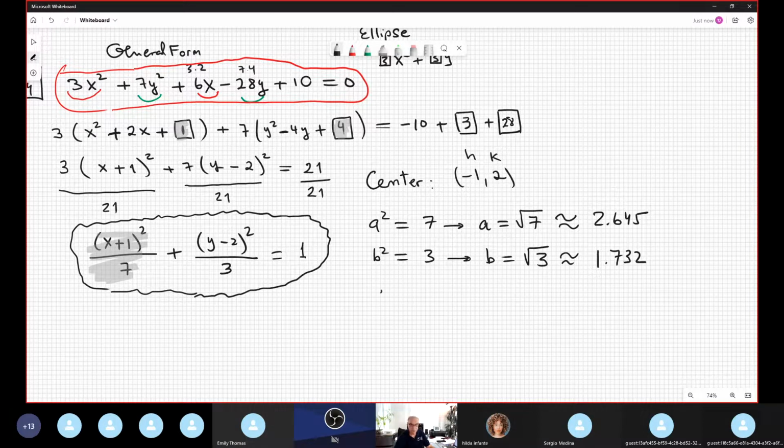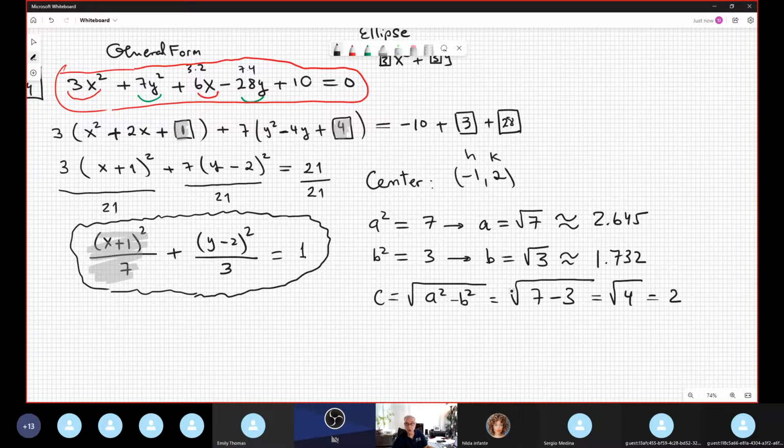The formula for c is equal to the square root of a squared minus b squared. Here a squared is 7 minus b squared is 3. Oh, this is 4. Radical 4 is 2. I like that. So the information so far: the center is located at the point -1, 2, and our ellipse looks like that, horizontal.